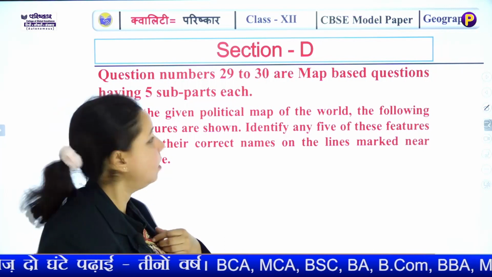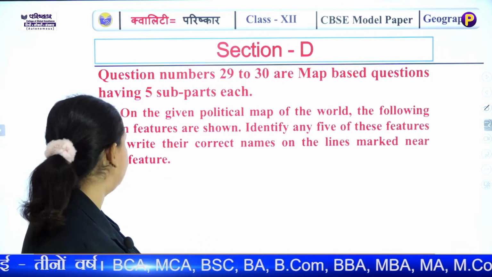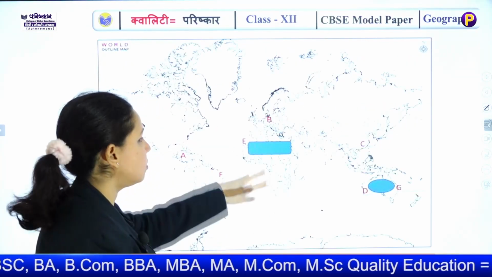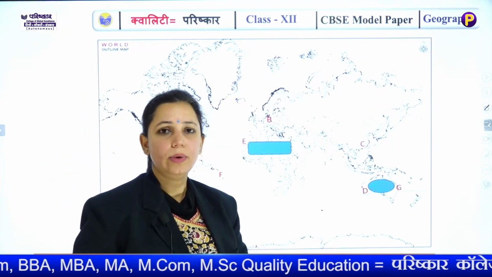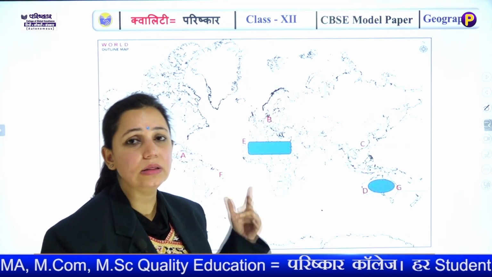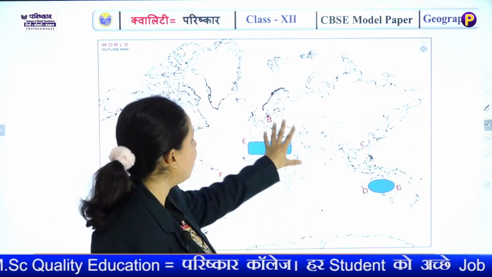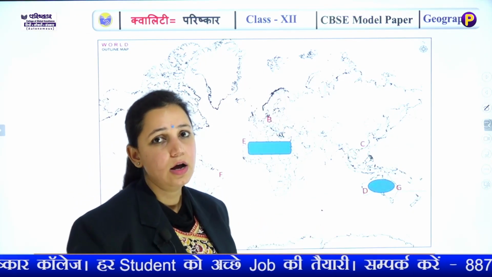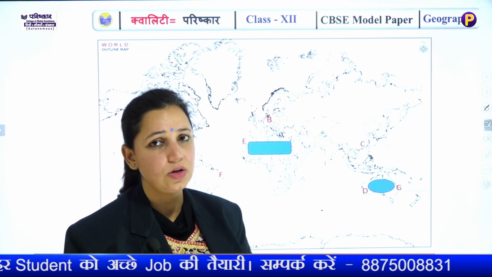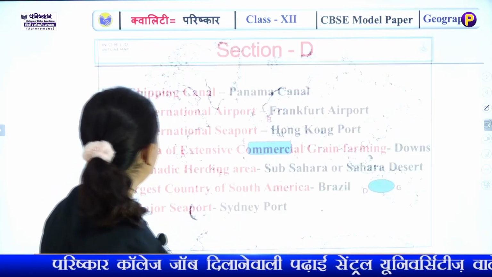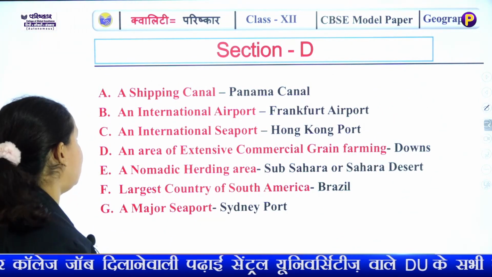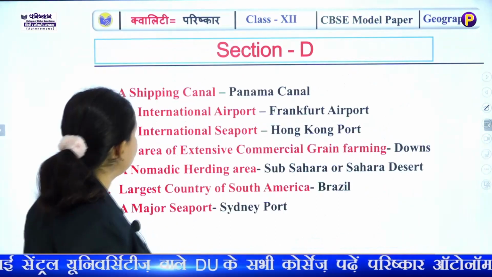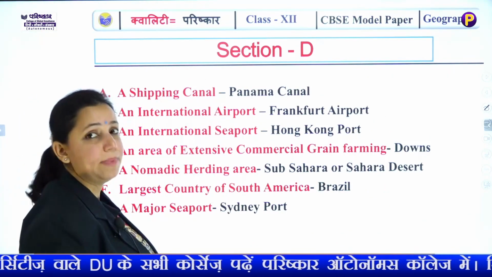On the given political map of the world, we have to identify the following given features. Like this is the map that you will be provided in the exams, and on this given political map, you have to mark the places and the location which has been asked in the question itself. For this, you have to practice your maps daily. First, a shipping canal. Now you have to identify a shipping canal over here. So if you know, the answer will be Panama Canal.